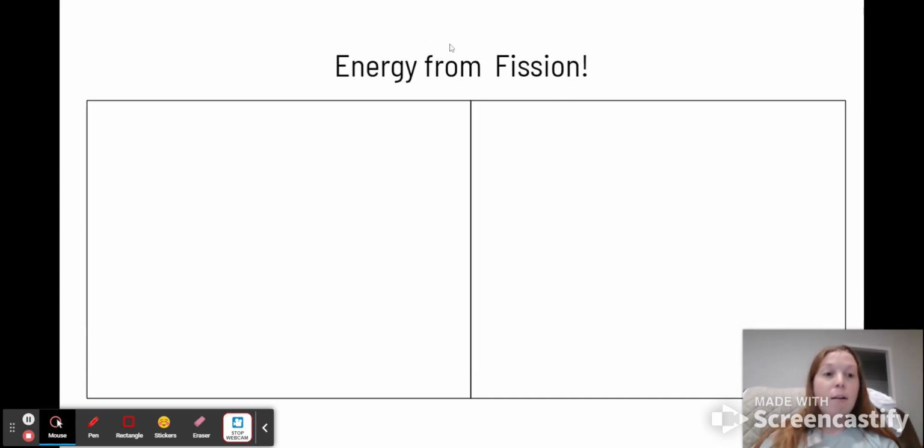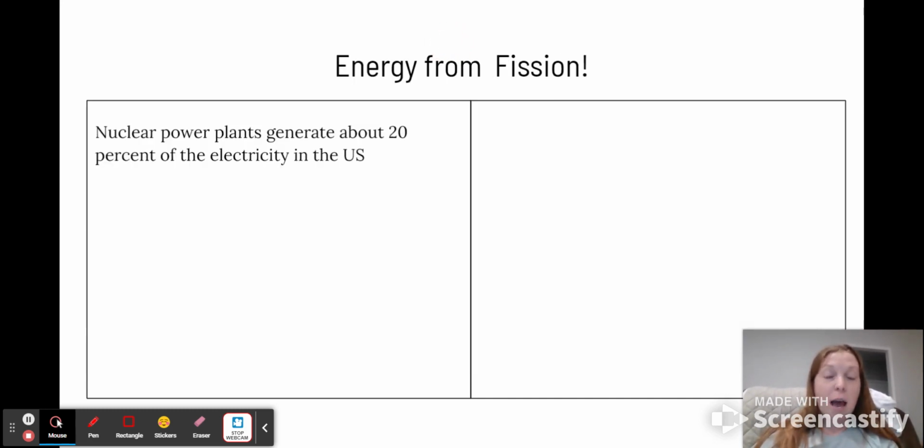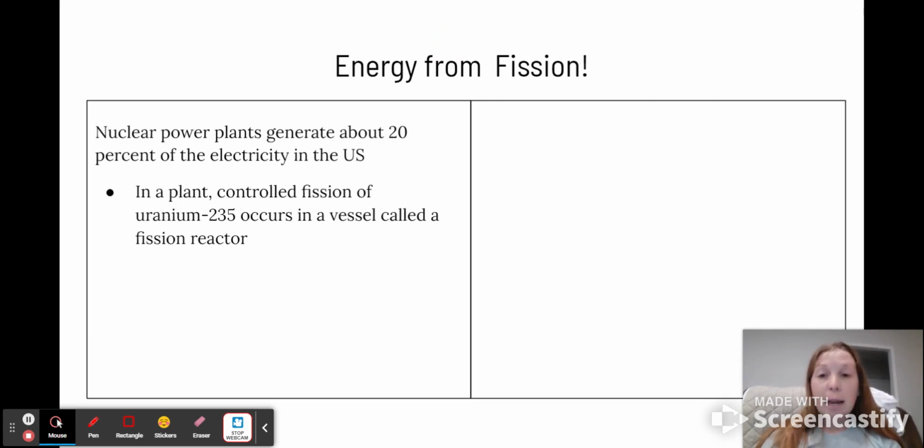which is why fission is actually what we see happen in nuclear power plants. So these will generate about 20% of the total electricity in the United States. And this, I will say, this percentage might be off. My information is a couple years old, so it could be a little off here as we are trying to move to more and more green energy sources. And in a plant, we use the controlled fission reaction of uranium-235, and it occurs in a reactor.